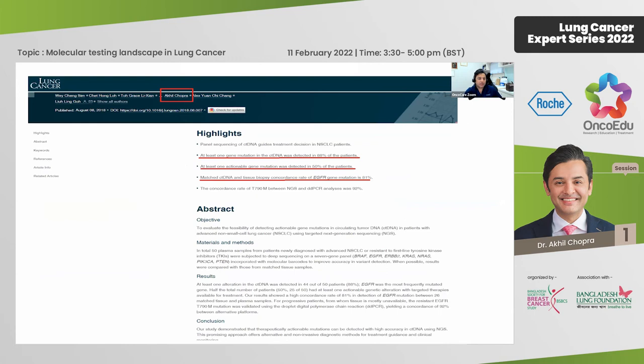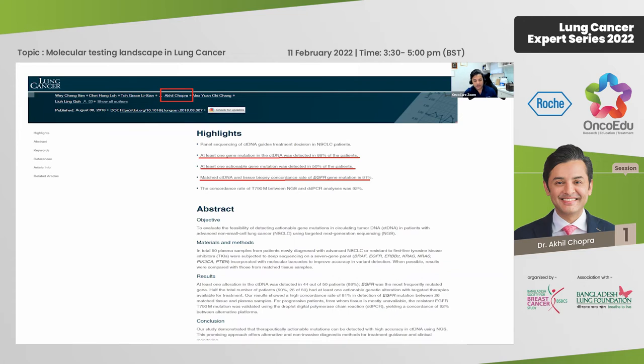This is just a paper that I was involved in. We published in Lung Cancer about 3 years ago. So what we did was we took 50 plasma samples in patients with newly diagnosed advanced non-small cell lung cancer, either newly diagnosed or resistant to first-line TKI, and we subjected them to deep sequencing on a 7-gene panel liquid biopsy. And if we had tissue samples, we tried to match the results.